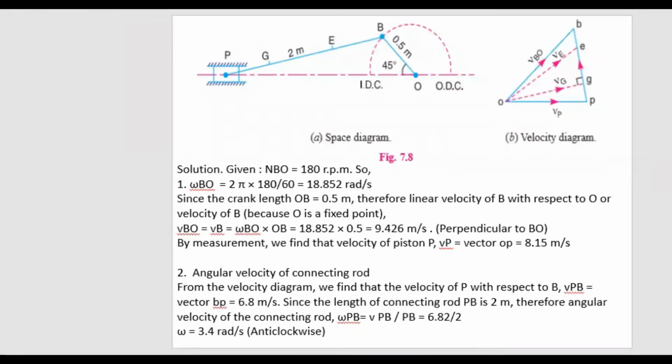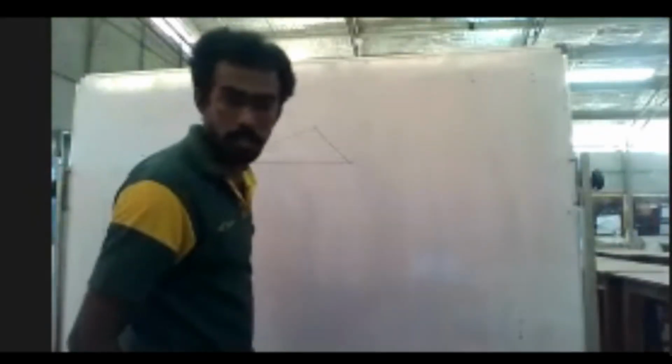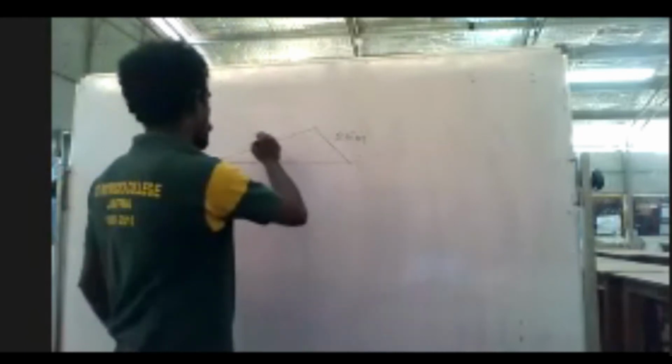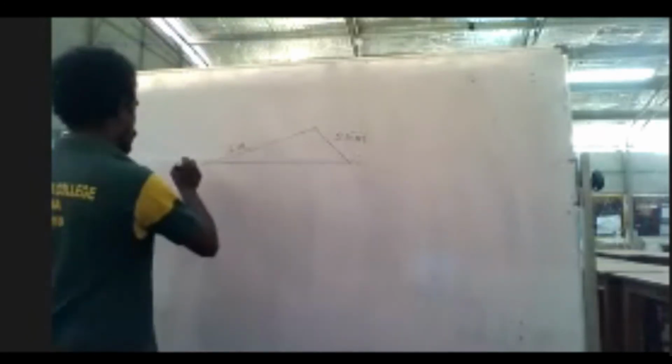So we need to draw the diagram first, right? According to the given data, my crank length is given, connecting rod length is given, and the angle of what I have to find is also given. So I will draw those data into the picture. So my crank, that is 0.5 meter. Connecting rod, that is 2 meter. Okay, and I have a piston here.